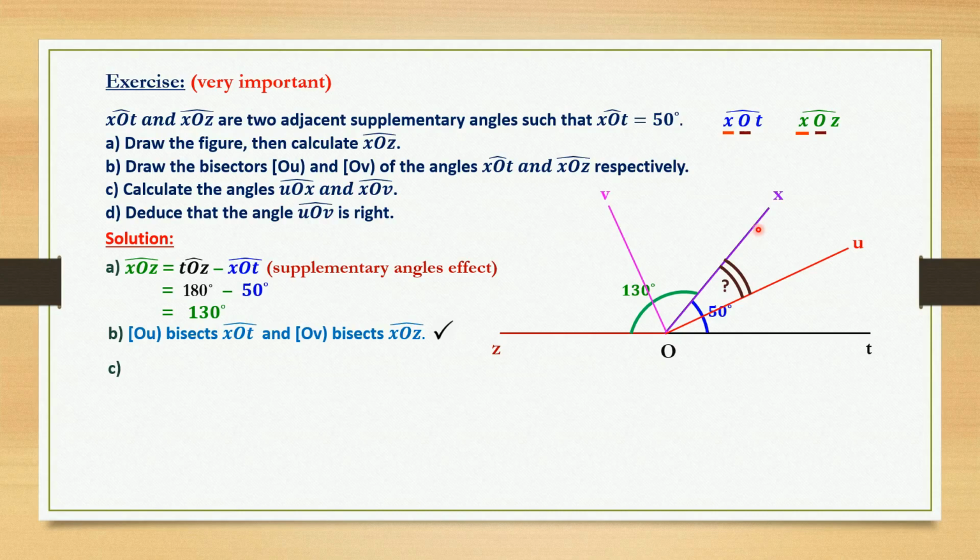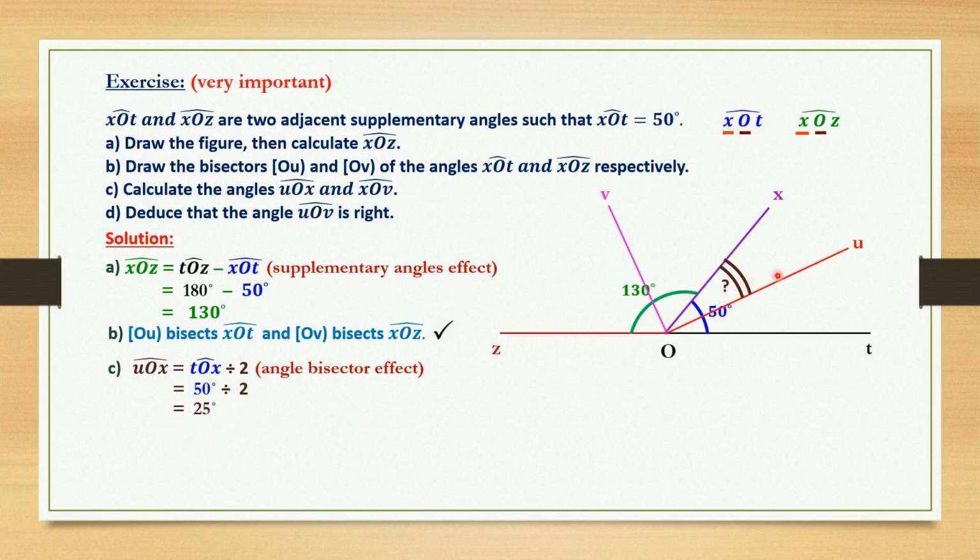It's in fact the half of XOT. It's half of 50 degrees because OU is the bisector of XOT. It divides XOT into two equal adjacent angles. So UOX equals XOT divided by 2, or TOX divided by 2, same angle. And what is the reason? What gave me the right to write this division equation? Angle bisector. It equals 50 degrees divided by 2 equals 25 degrees.